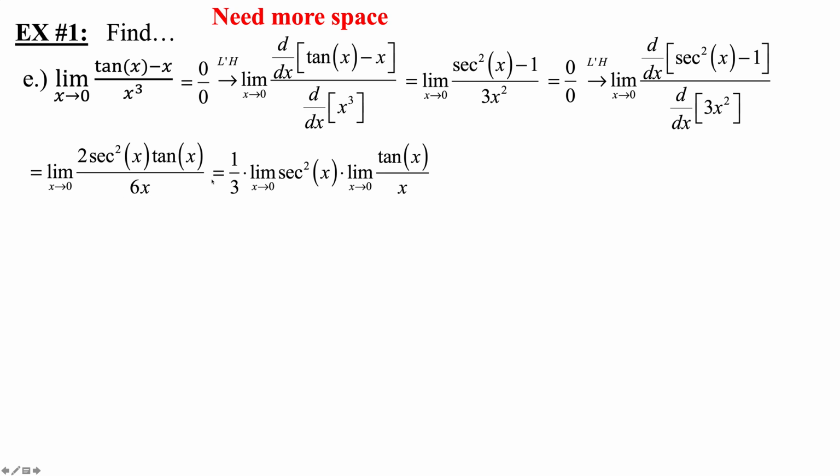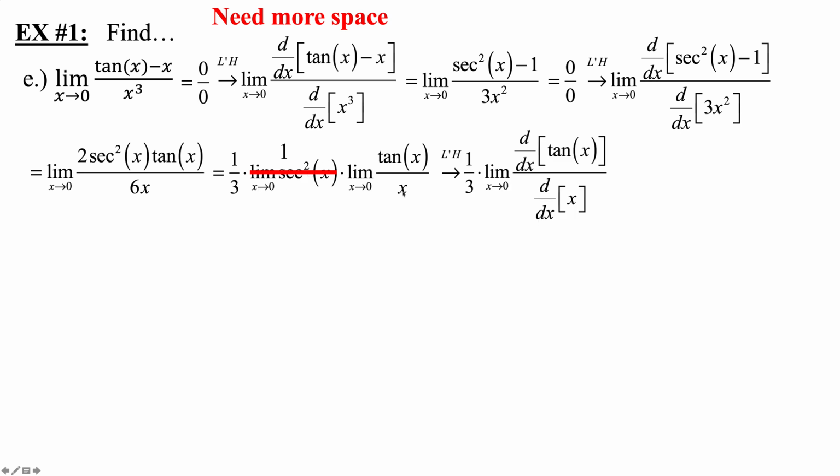Okay, so now I factored out that 1/3 that I was talking about. And we're going to multiply that by the limit of secant squared x times the limit of tangent of x over x. I separated that because I saw earlier back here that this secant squared of x was a 1. So now this becomes 1 times 1/3 times my limit. So basically that cancels out.